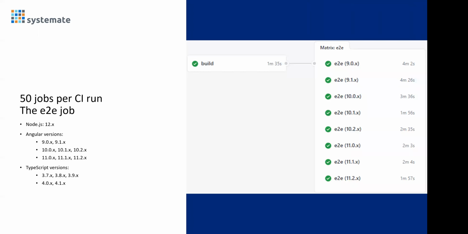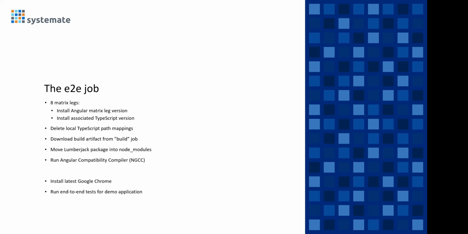We also have an end-to-end job. Same thing as before, all these different versions of Node.js, Angular, and TypeScript and related dependencies. It has 8 matrix legs, the same setup as before with the build artifact and the compiler being run. Then it installs the latest version of Google Chrome, since we're using Protractor. And now it runs the end-to-end tests for the demo application, but does that with every single version of Angular and TypeScript.